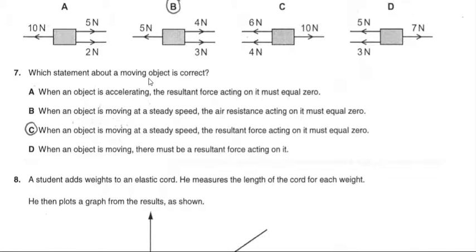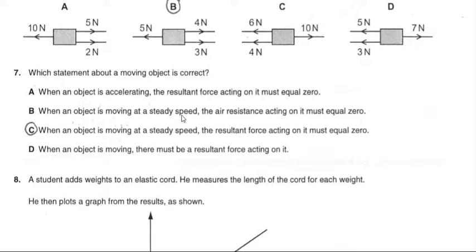Question 7. Which statement about a moving object is correct? When an object is moving at a steady speed, the resultant force acting on it must be equal to 0. That's true. If you have a look at the other ones, A, when an object is accelerating, the force acting on it must equal 0. No, that's wrong. In order for there to be an acceleration, there needs to be a non-zero resultant force.